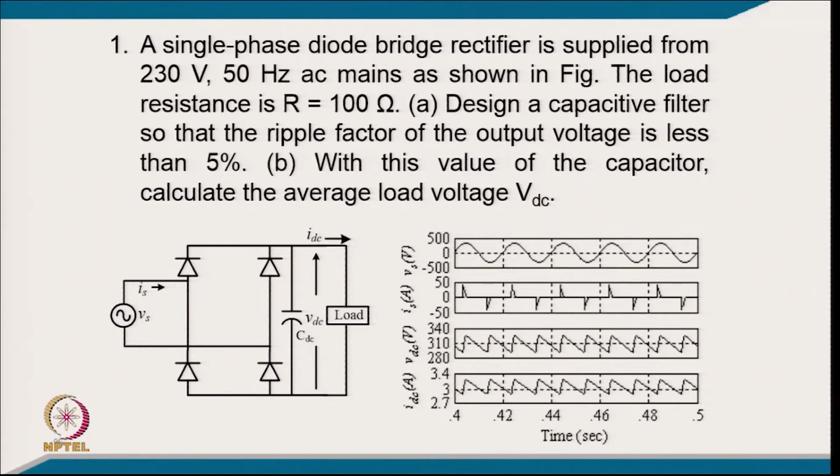So, you have a circuit here which typically consists of a diode rectifier with a capacitive filter, followed by the load. After designing, we can see the waveforms: the DC link voltage waveform, DC link current and then the supply current.